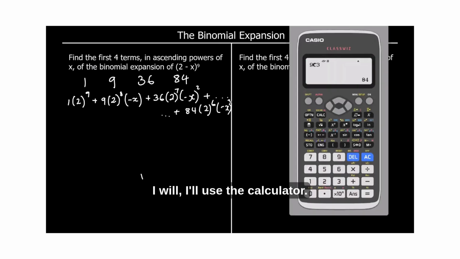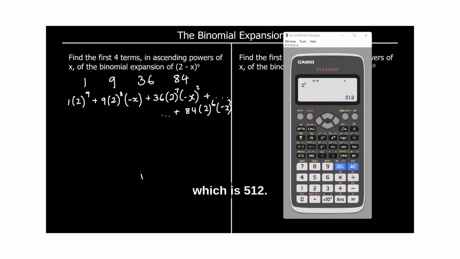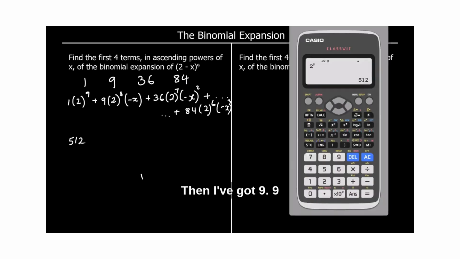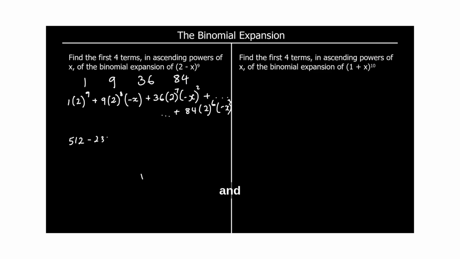I'll use the calculator. So I've got 2 to the power of 9, which is 512. Then I've got 9 times 2 to the power of 8 times negative x. So I'll put negative 1, it's negative 1x. So minus 2,304. And that's my x term.